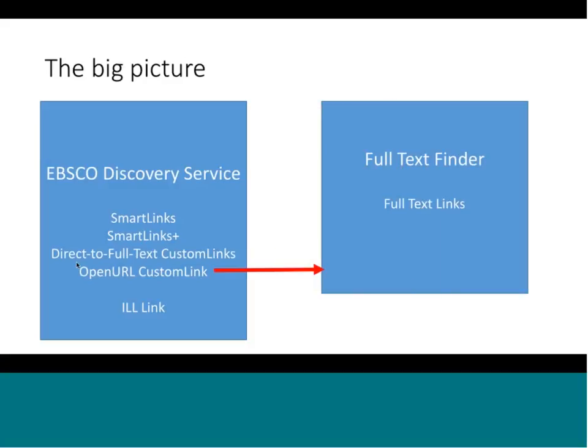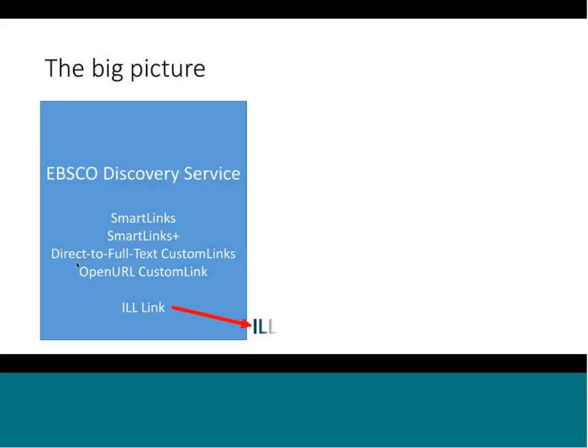And then finally, if none of those links apply, we can show an open URL custom link that goes into your link resolver, which then bounces out to the FullText link. We haven't talked about that box yet, but it's much more simple than EDS, so it's not going to take nearly as long to go through that piece. And then finally, if none of those links make sense, we can jump you out to whatever interlibrary loan system you have and pre-populate that form.